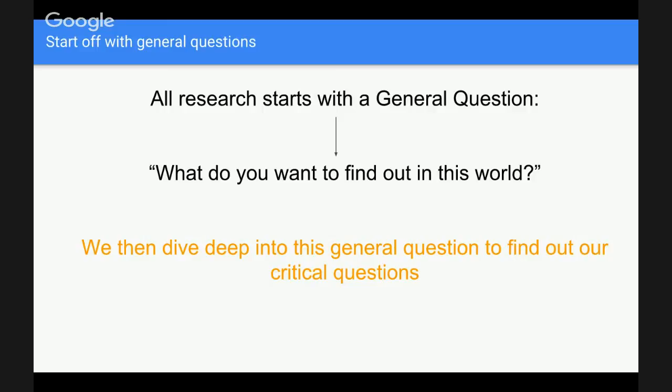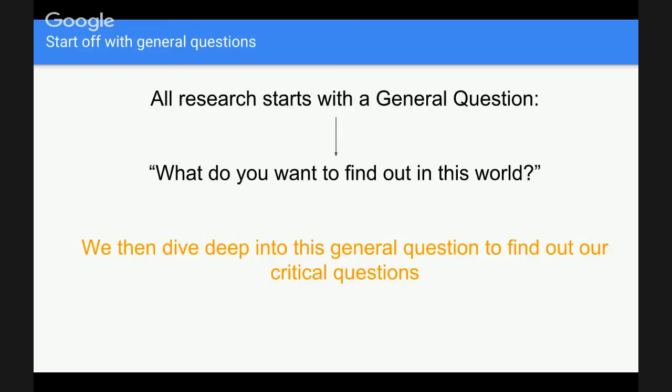And as we go and figure out this question, we're going to dive deep into this general question to find out our critical questions, because the critical questions will depend on this general question that we will have, and it will revolve around you, trying to find out what you want in this world.